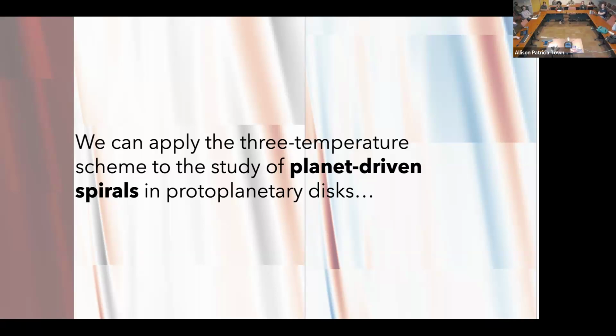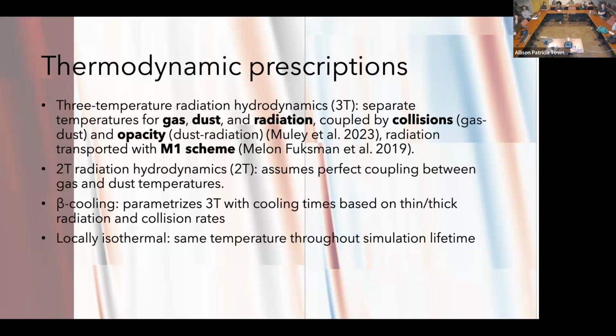Okay. So to study protoplanetary disks, I use the 3T scheme where, as I mentioned, you have separate temperatures for your gas, your dust, and your radiation, and they all interact. And the coupling is computed via this Newton's method scheme that I mentioned earlier. And then you have two temperature radiation hydrodynamics, which is the same thing, but I assume that there's perfect coupling between the gas and the dust. So in effect, your cooling time in the upper atmosphere becomes very, very short.